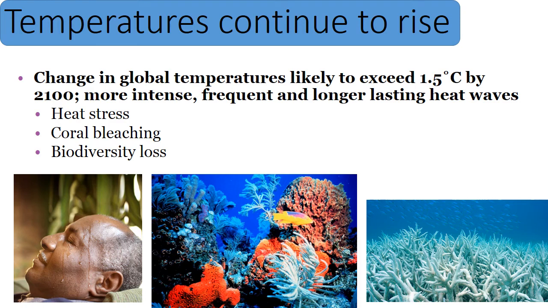Okay, so the first projection that we will look at is changes to temperature. The IPCC predicts that the temperature will continue to rise, and this is temperatures of both the atmosphere and the ocean. The IPCC projects that the changes in global temperatures are likely to exceed 1.5 degrees Celsius by 2100. This will also be accompanied by more intense, frequent, and longer-lasting heat waves, and this causes a lot of impacts for life here in the Bahamas.